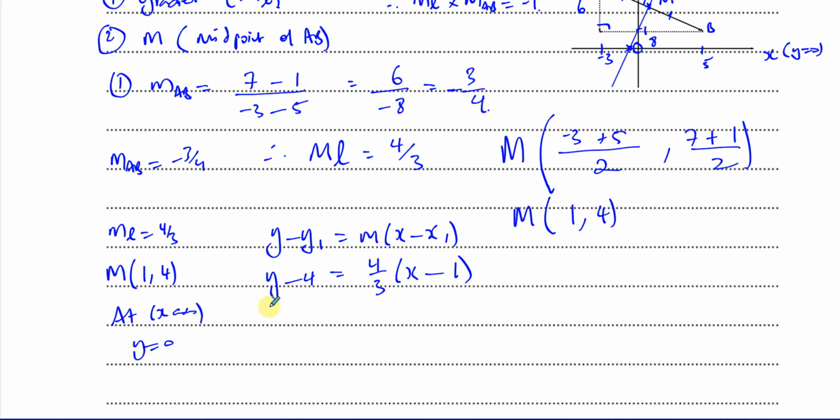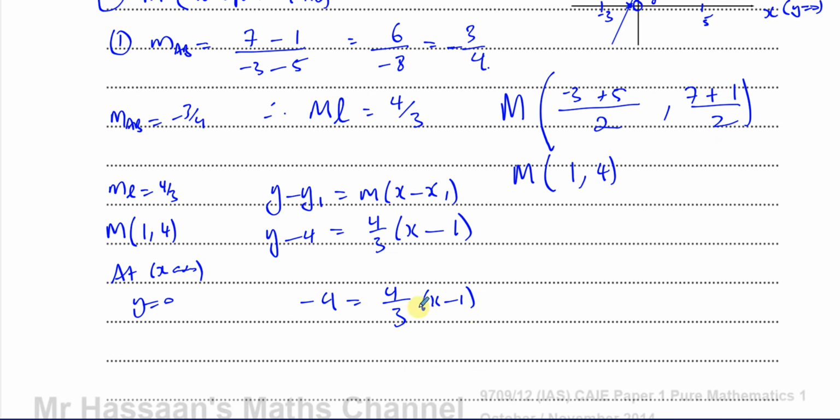If I replace the y with 0 at this point, I'm going to have negative 4 equals 4 over 3 times x minus 1. And what x is equal to when I solve this will be the point where it hits the x-axis. So we can multiply both sides by 3. We have negative 12 equals 4 times x minus 1. I can see negative 12 is divisible by 4, so I can divide by 4. I have negative 3 equals x minus 1.